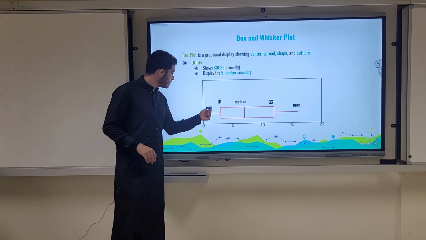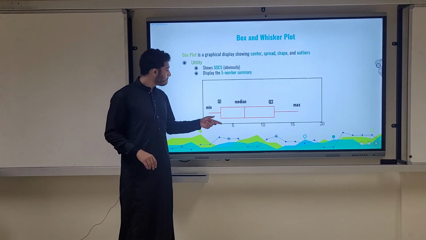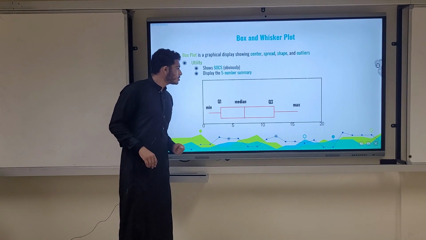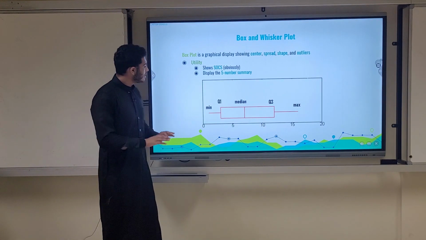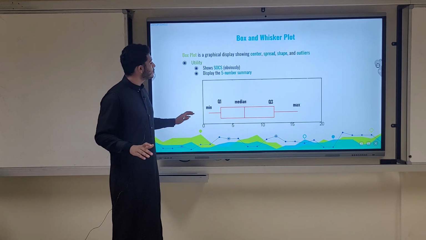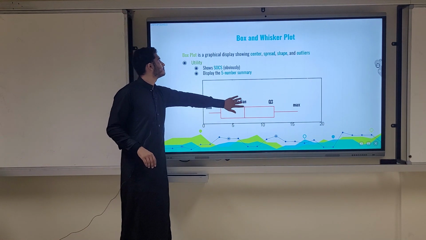So you have the lowest value, the min, you have the first quartile, you have the median, the third quartile, and also the highest value, which is the max. You can directly just look at the plot and get where each and every one of these values lie.